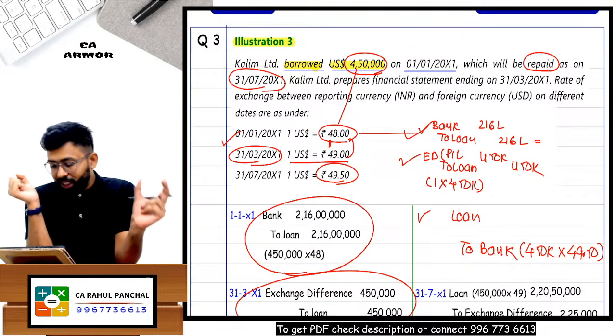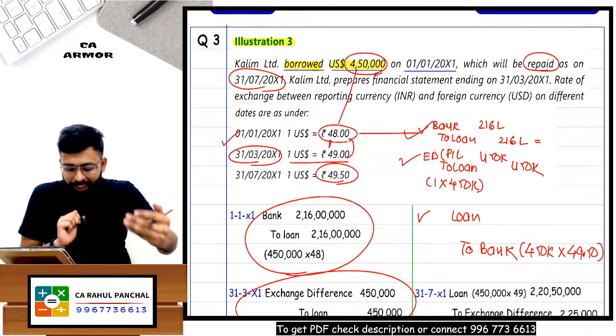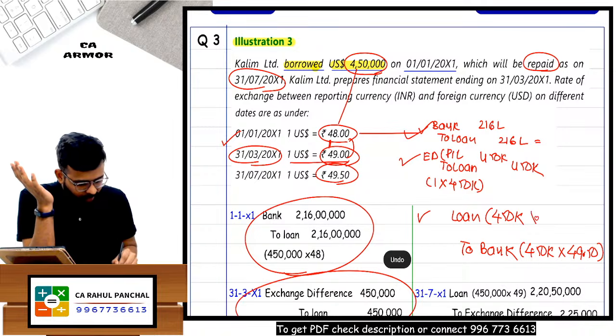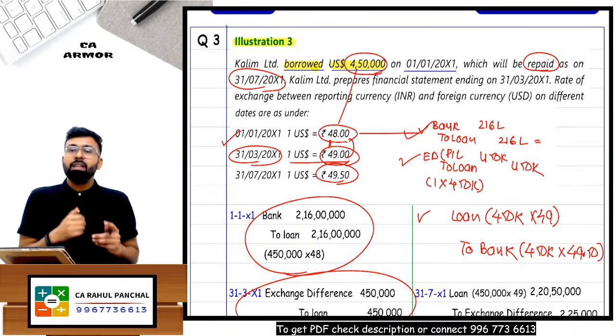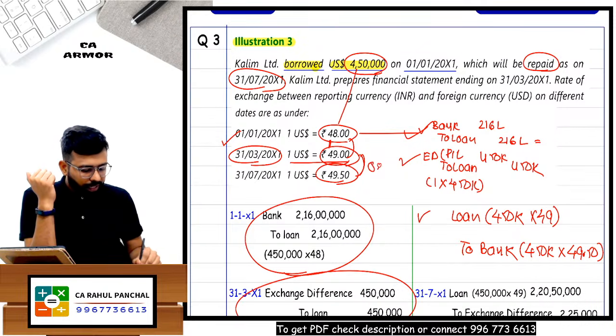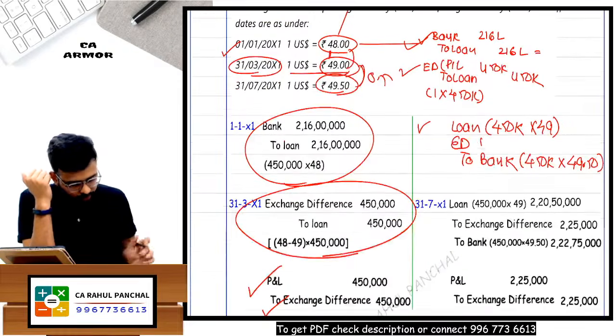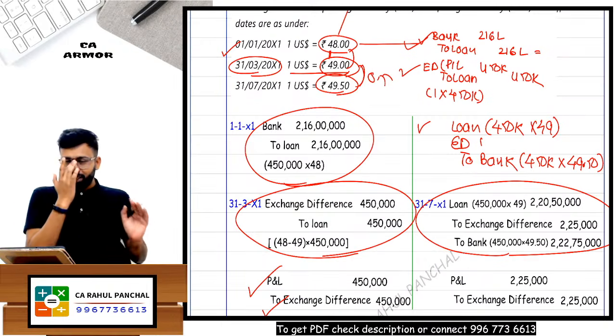But sir, at what value is the loan appearing in our books? The loan is appearing in our books at $4,50,000, and on the balance sheet date we have recorded it at 49. Again, there is an increase by 0.5. You can say that is the exchange difference. That will go here, exchange difference, a kind of loss. You can see this. I hope that was understandable.